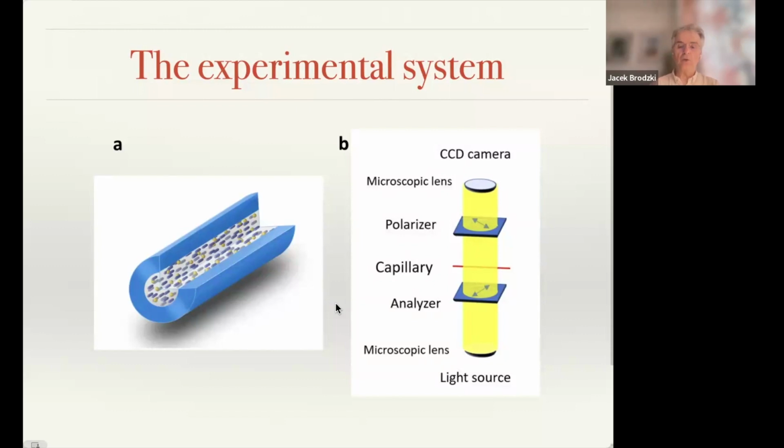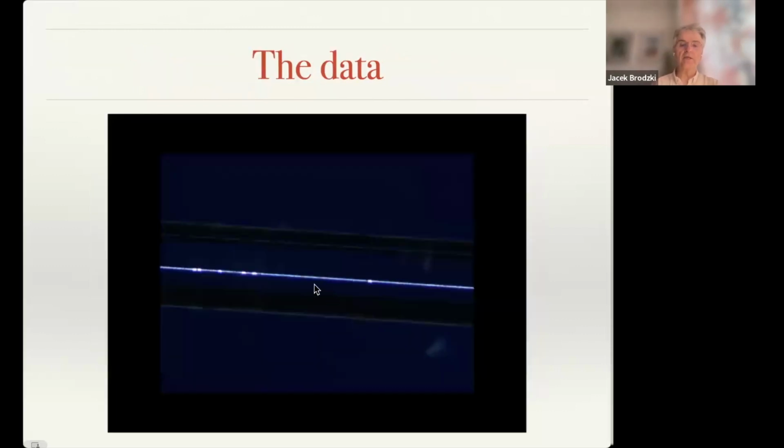Okay, so the data that you get is a video like this. So if you see light coming through, the background, as you can see, is black because of the two polarizers. And if you see light, it means that the liquid crystal through which this light passes changes the polarization. Okay, so here's the video that we got from our physicist friends. So let's see.